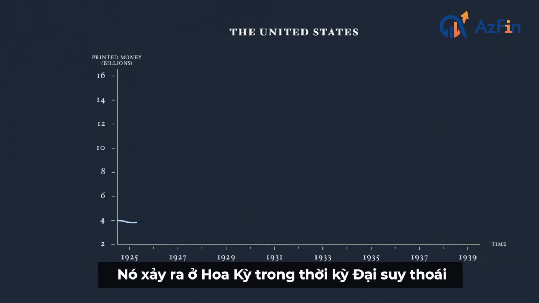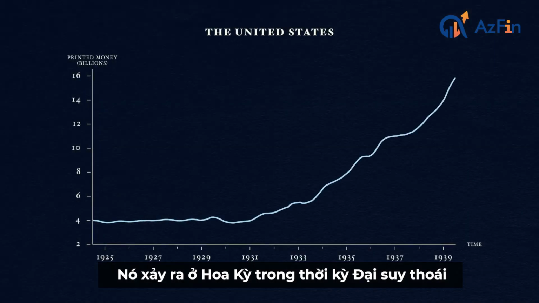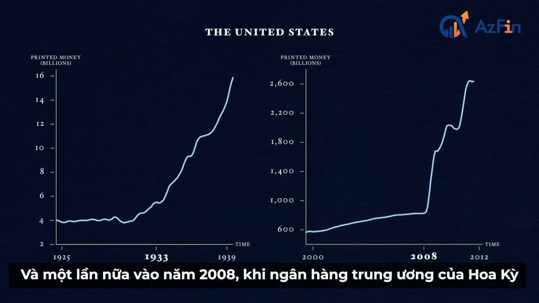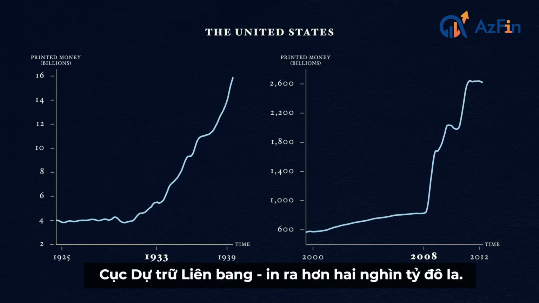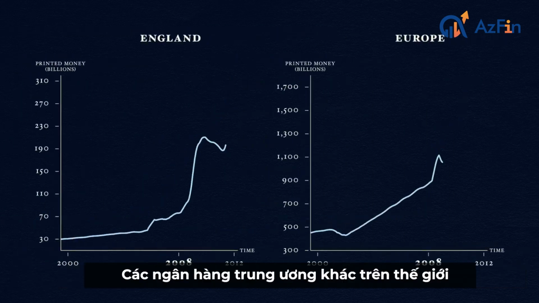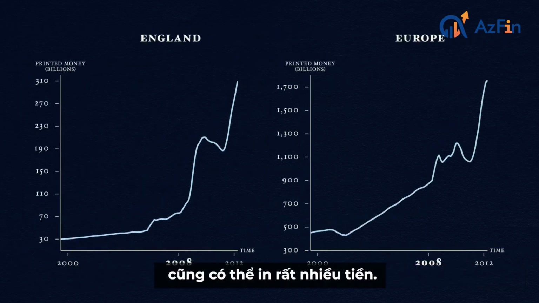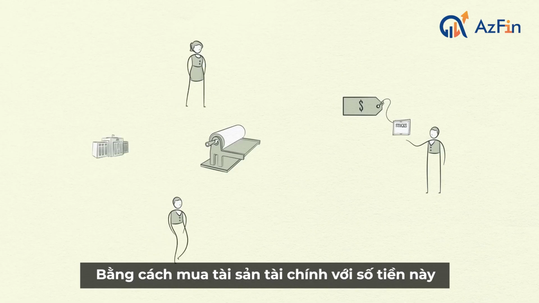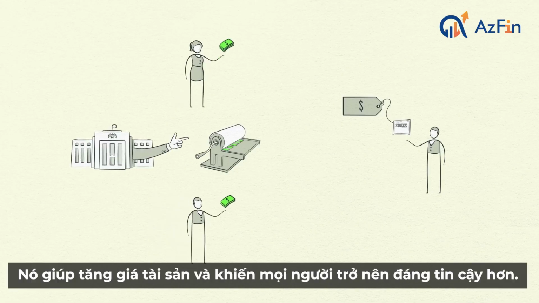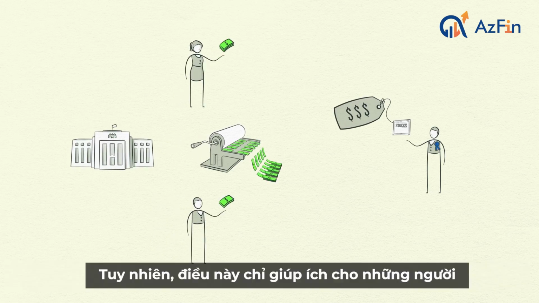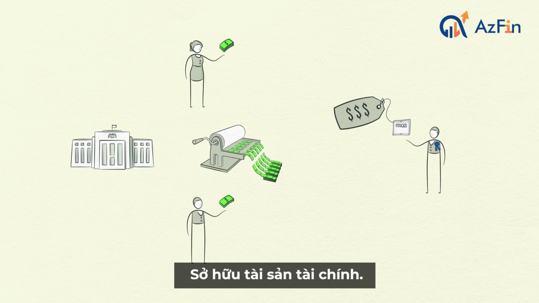bonds. It happened in the United States during the Great Depression, and again in 2008 when the United States Central Bank, the Federal Reserve, printed over $2 trillion. Other central banks around the world that could printed a lot of money too. By buying financial assets with this money, it helps drive up asset prices, which makes people more creditworthy. However, this only helps those who own financial assets.